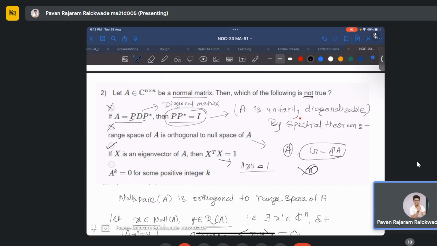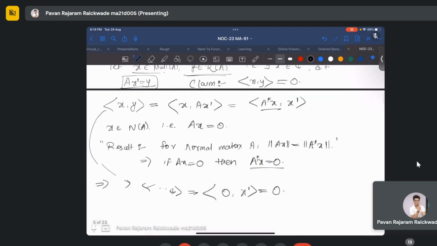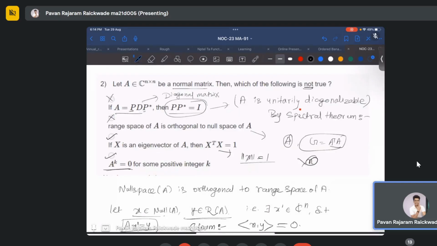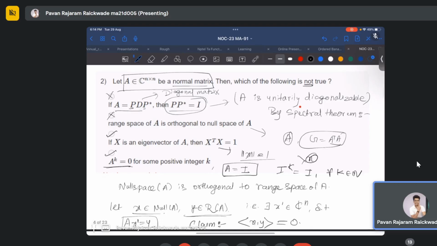A power k equals 0 for some positive integer k need not be true always. I can just take the identity matrix, still a normal matrix, but this is not true. So coincidentally, for this question, you have two correct options, option number 3 and option number 4. Option 4 is A power k equals 0, a condition that's not always true. You take A as the identity matrix, for example. The identity matrix is a normal matrix, but it does not satisfy condition number 4, since identity power k is identity for all natural numbers k, so it's never 0. In fact, the matrices which satisfy this condition are called nilpotent matrices.